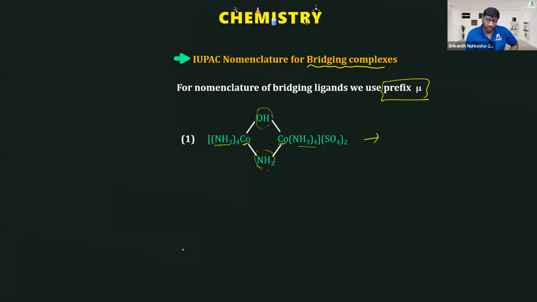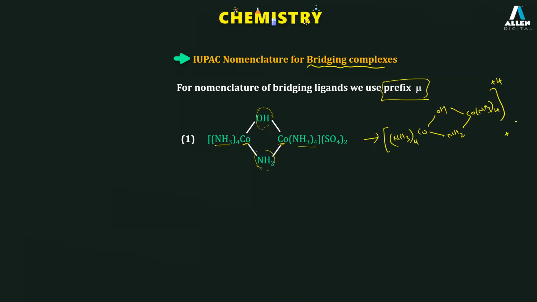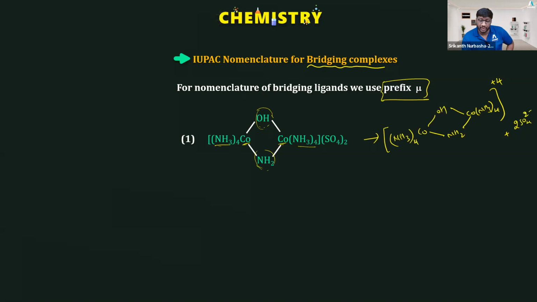If it dissociates, what type of ions does it give? [(NH3)4Co(OH)(NH2)Co(NH3)4] whole, plus 2 or plus 4? Sulfates, how many are there? Plus 4, right, because 2 SO4 2- is obtained. So if you look at this complex cation, here you have plus 4. And what are the ligands present in this complex cation? Ammonia is a neutral ligand. OH, what is the charge of OH? OH is -1 charge. NH2 is -1.